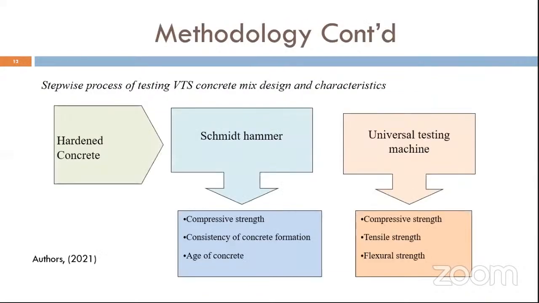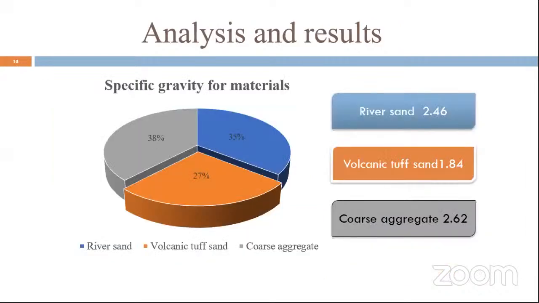For hardened concrete, there are two tests which we carried out, which are the Schmidt hammer and the universal testing machine. With the Schmidt hammer, we are able to obtain the compressive strength, consistency of the concrete formation, and edge of the concrete. Using the universal testing machine, we were able to determine the compressive strength, tensile strength, and flexural strength.